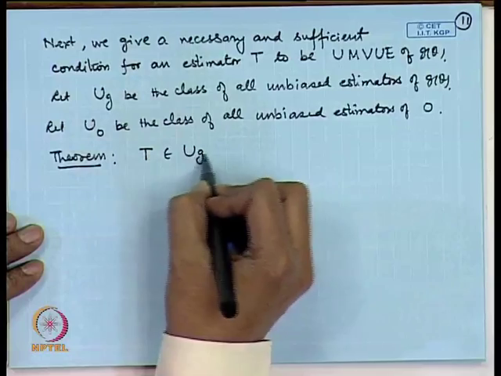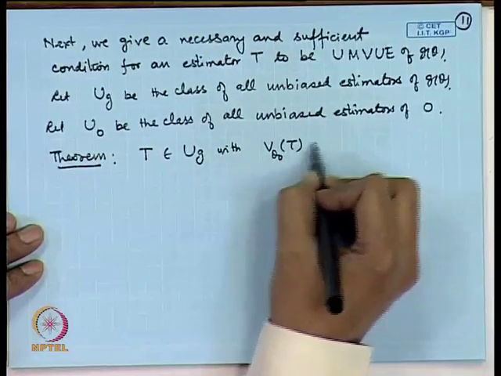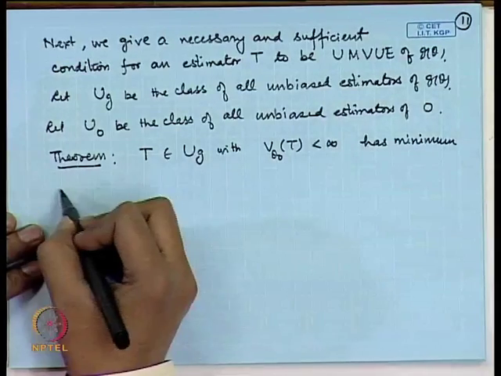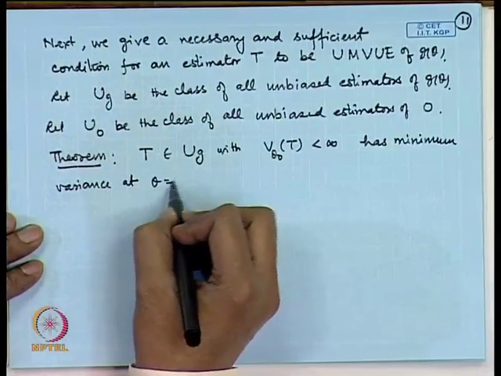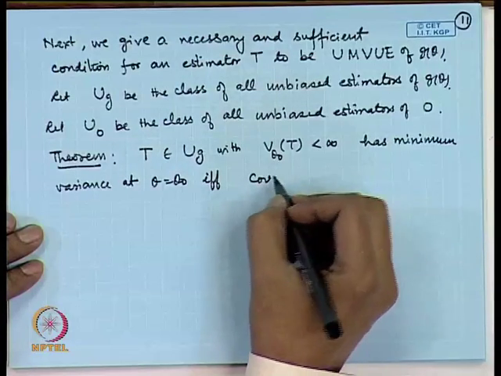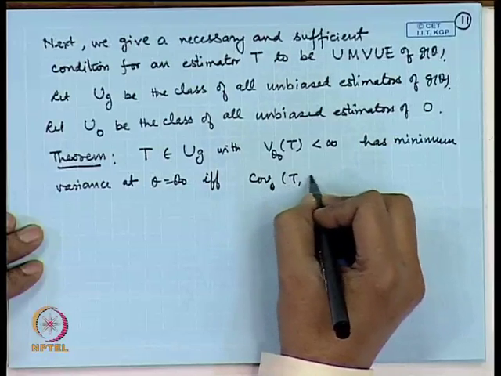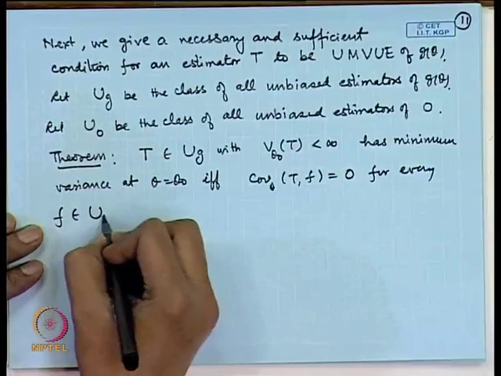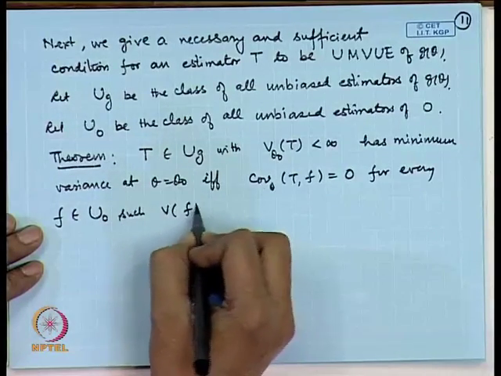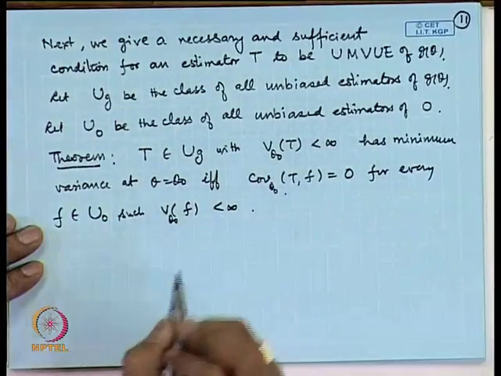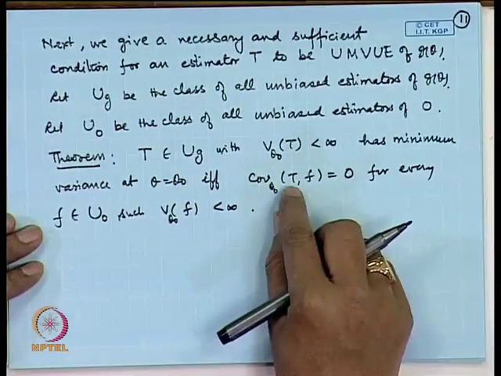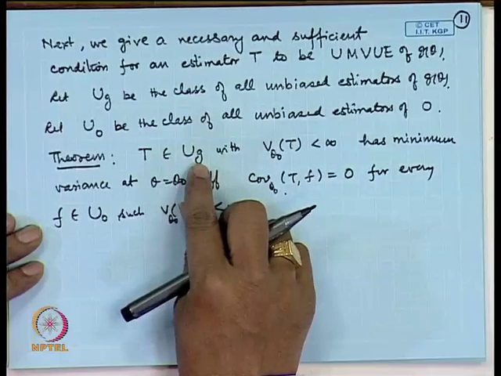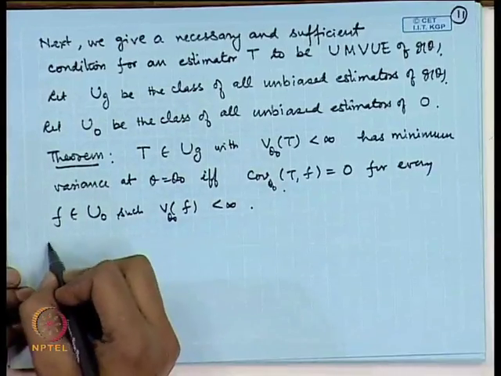T belongs to U g with variance of T finite. So, this has minimum variance at theta is equal to theta naught if and only if covariance of T with f is 0 for every f belonging to U 0, for which variance of f is finite. That means, if an estimator has covariance 0, that means it is uncorrelated with every unbiased estimator of 0, then this will be UMVUE of the function g. Let me prove this here.